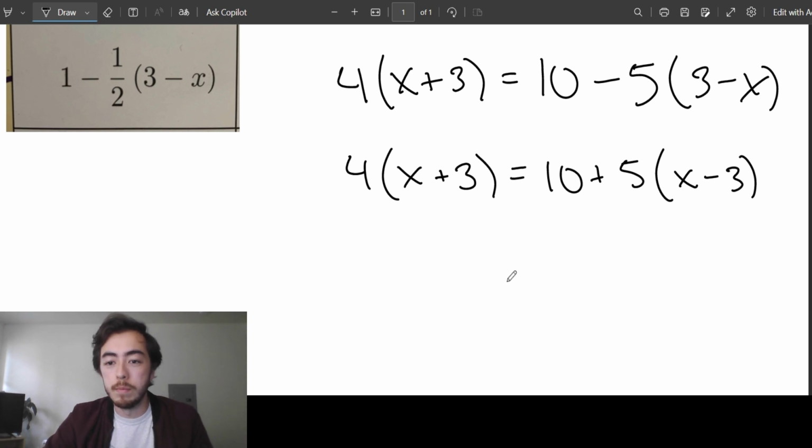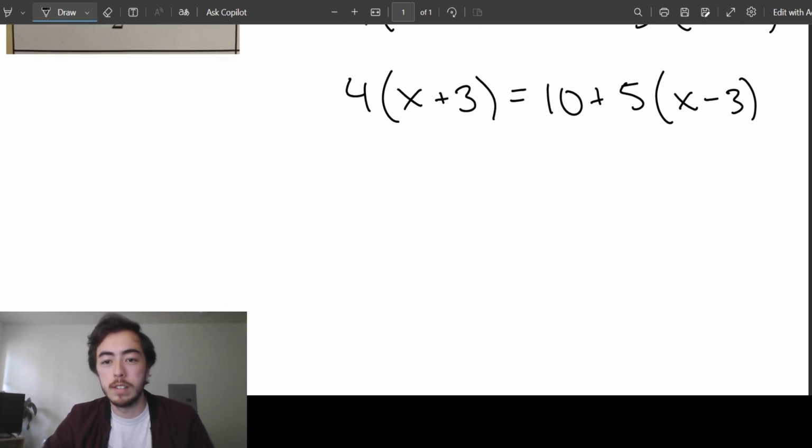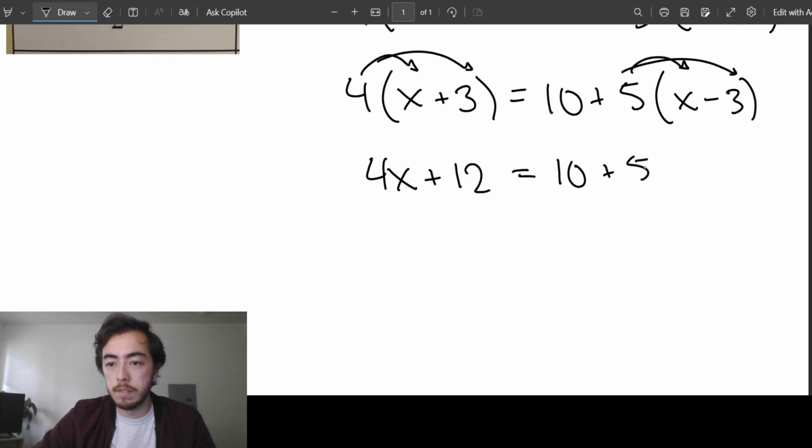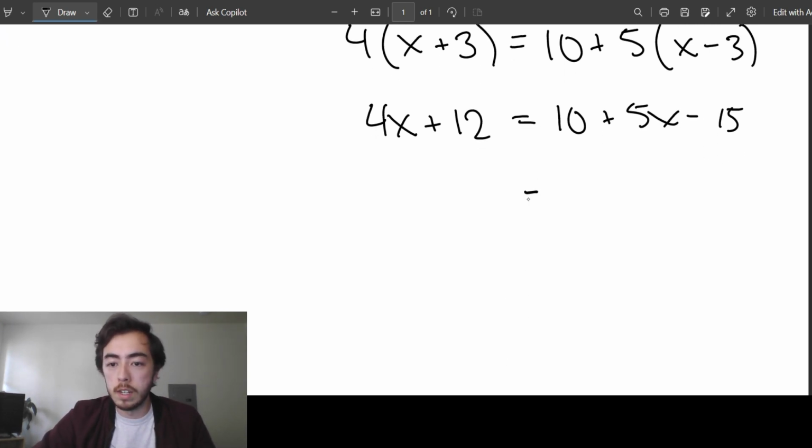So now let's try to solve for x. Let's maybe distribute the 4 and distribute the 5, and then we'll collect up our like terms. So we have 4x plus 12 on the left and 10 plus 5x minus 15 on the right. We can combine the 10 and the minus 15 to get a minus 5. The 5x will stay for a bit. 4x plus 12 is still on the left.